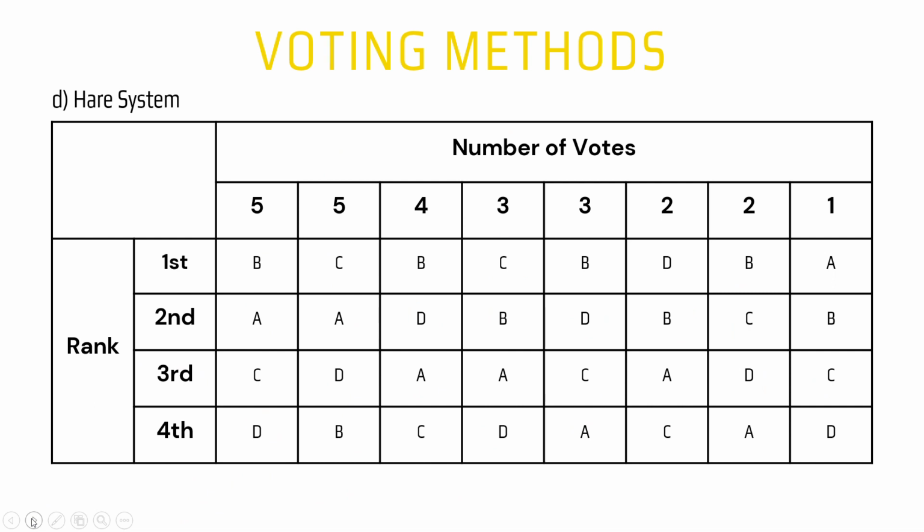Next, via the Hare system. The Hare system basically compares all of the candidates, and whoever has the least amount of first place votes, or the least preferred candidate, will be removed from the table. In this case, the least preferred candidate is candidate A. So we'll be removing candidate A from all cells of the table. If we remove candidate A, we'll be left with only 3 candidates, so we will only have a first, second, and third ranking.